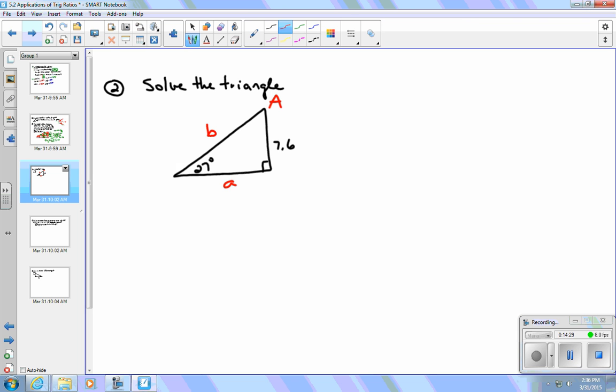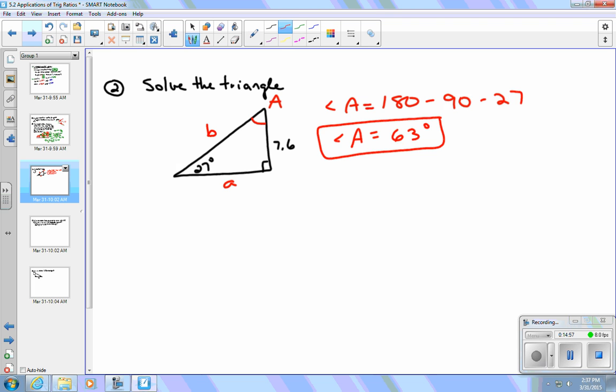All right, let's start with angle A. We can use a property of triangles that states that all the angles in a triangle add up to 180 degrees. So angle A will be 180 minus the 90 for that angle, minus the 27 for that angle. So that will be 90 minus 27, 63 degrees. Okay, so we've solved for one of our three missing pieces.